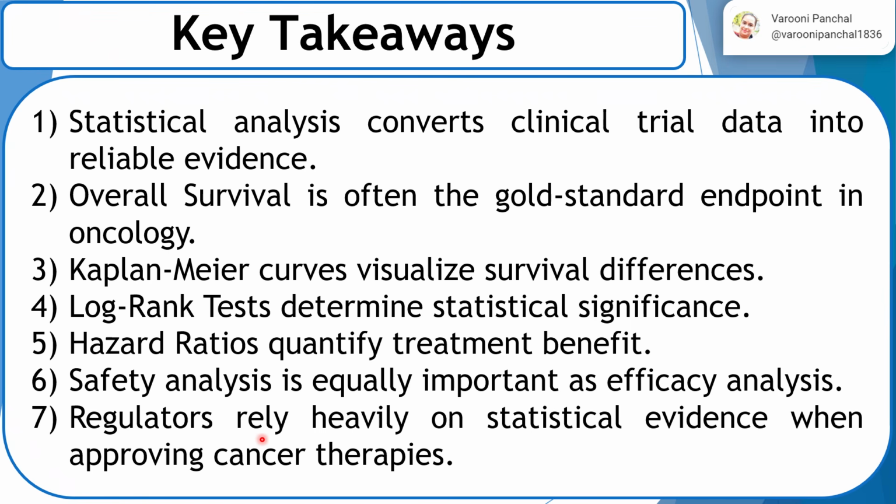Number 7 is regulators rely heavily on statistical evidence when approving cancer therapies. Now you go to any regulatory agencies, you go to America, Europe, India, Australia, China, Russia. Each country will have its own regulatory guidelines, so that clinical trial is specific to which country. Based on that specific country, you need to follow the regulatory guidelines, and those guidelines usually rely on statistical evidence.